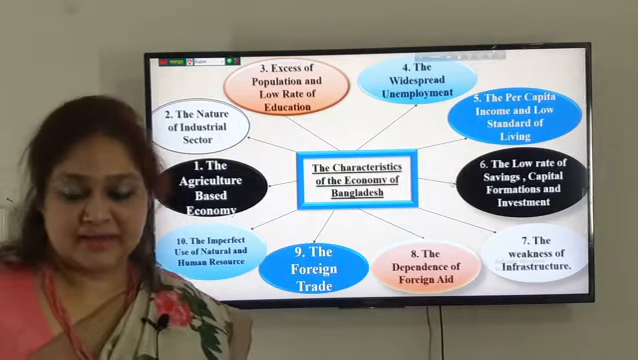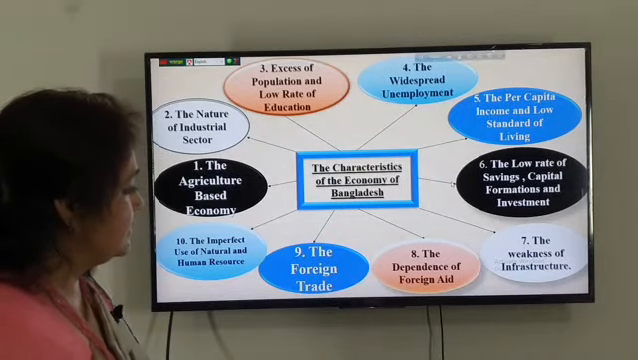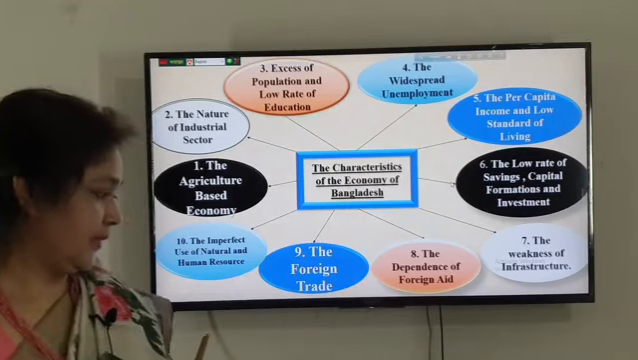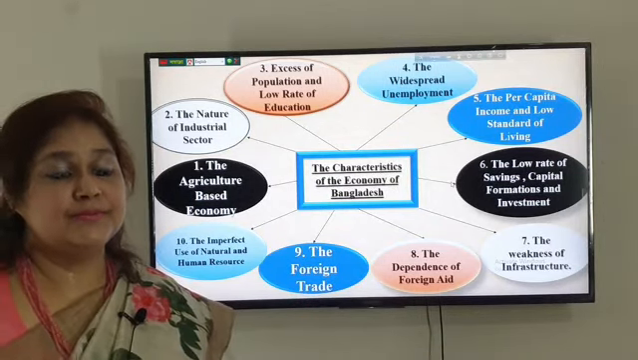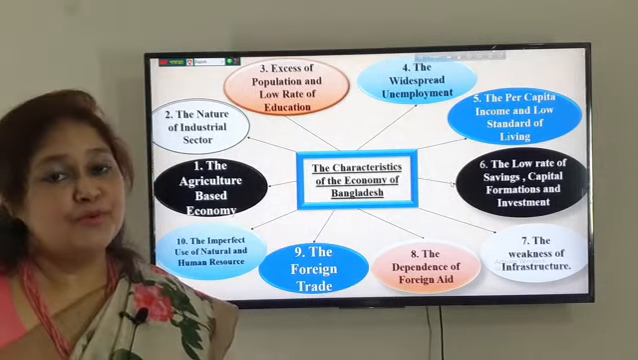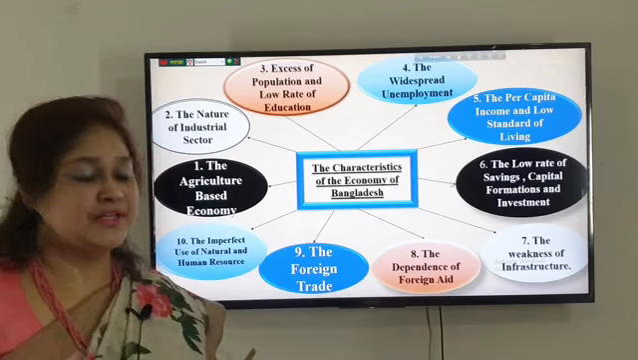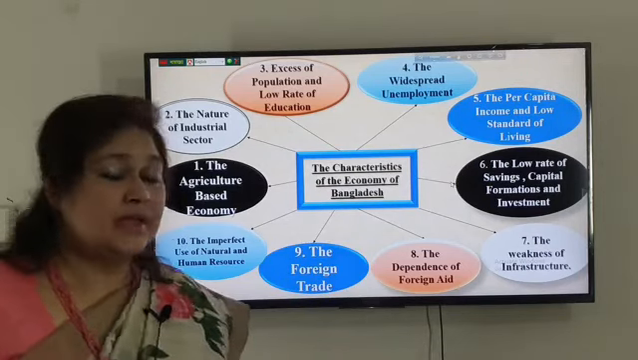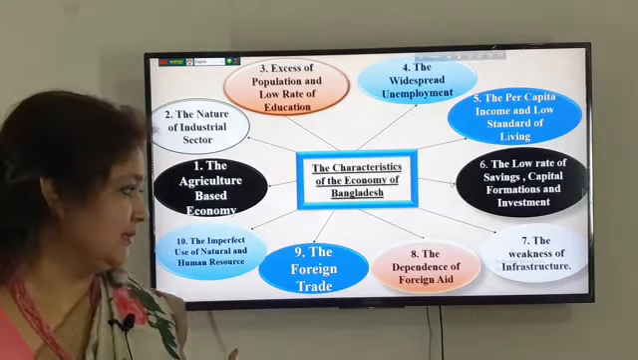Okay, I am saying again, I was discussing the dependence on foreign aid. For implementing different government plans or projects, the government always takes financial support from different developed countries and also from different international financial organizations. But recently receiving loans and grants from the international arena is gradually decreasing.